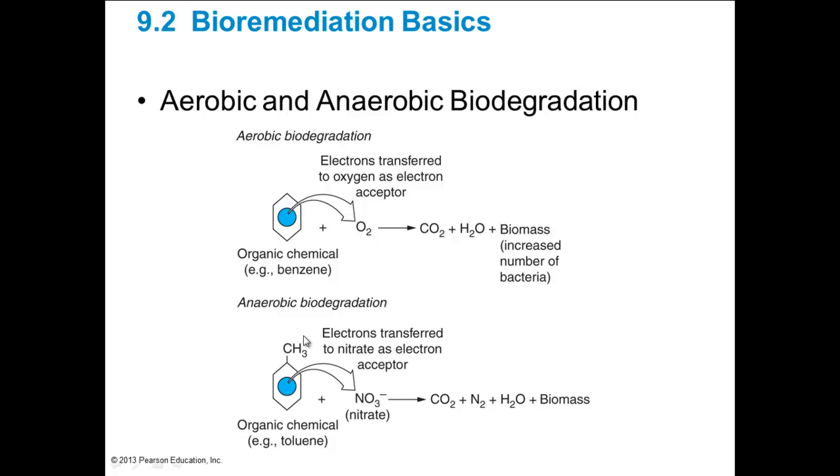In anaerobic biodegradation, here's toluene, and it's being degraded in the presence of nitrate as the terminal electron acceptor. Nitrate is not the only terminal electron acceptor in anaerobic biodegradation. There are several different electron acceptors. Nitrate is just one of them, for denitrifying bacteria. In this case, you get carbon dioxide as well as nitrogen gas, water, and biomass.